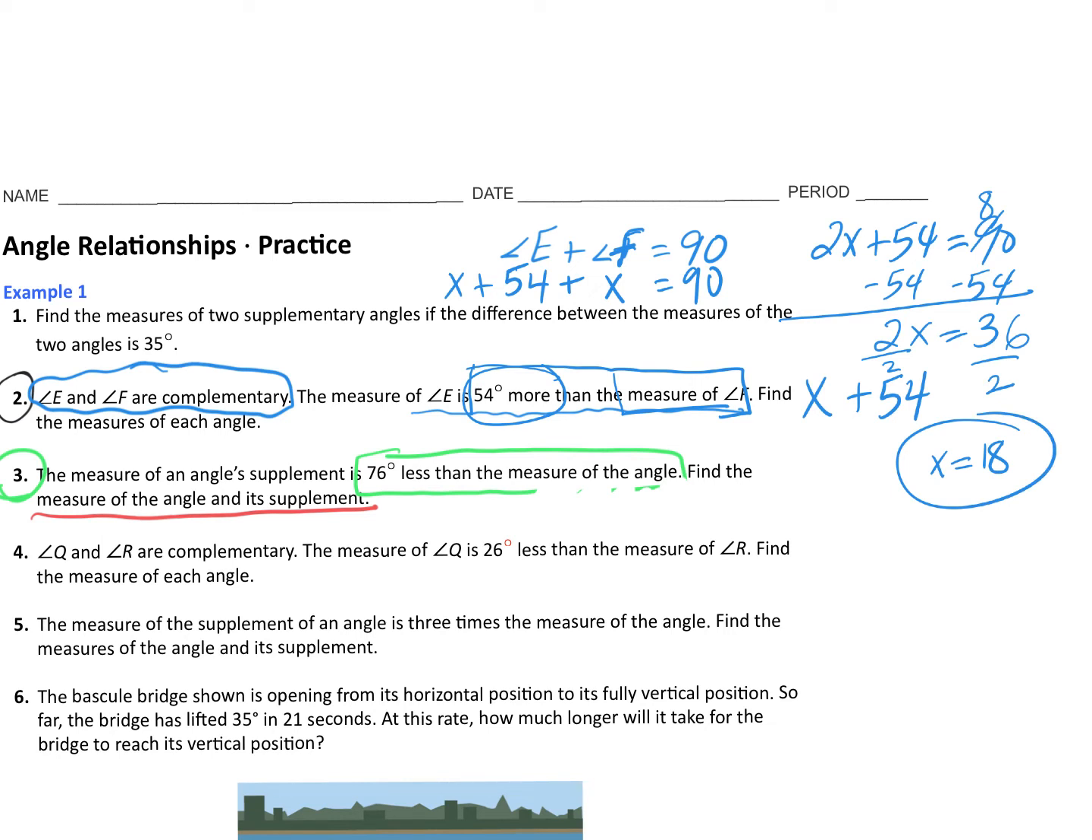Okay, so if you remember, we gave angle F, we said angle F was going to represent x. So angle F does equal 18 degrees. To find angle E, it was x plus 54, or 54 more degrees than angle F. So 18 plus 54, because that is the measure of angle F, that is going to be 72 degrees. So that is how we can solve for complementary angles.